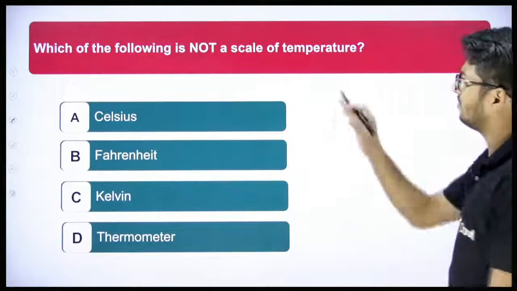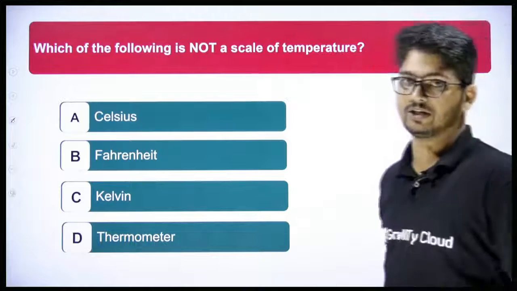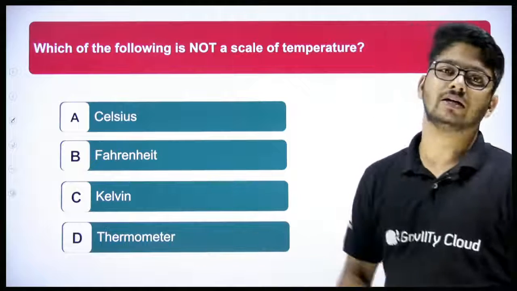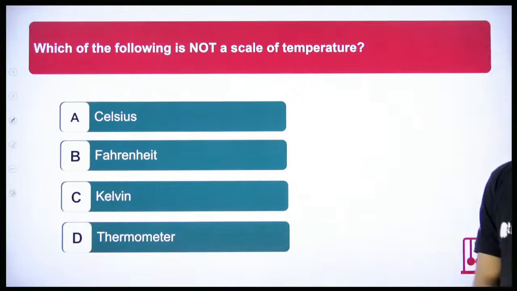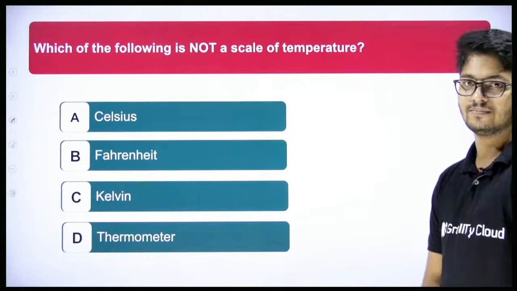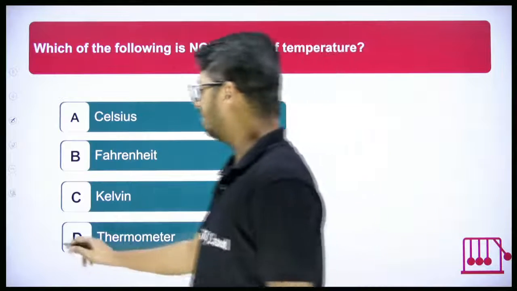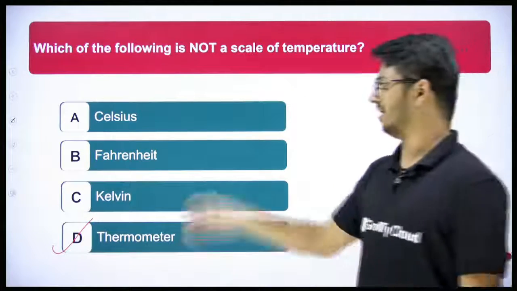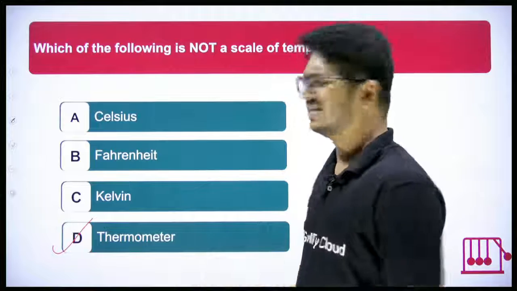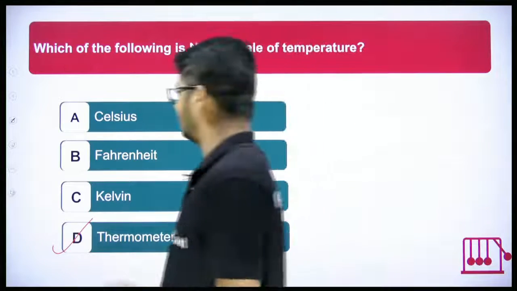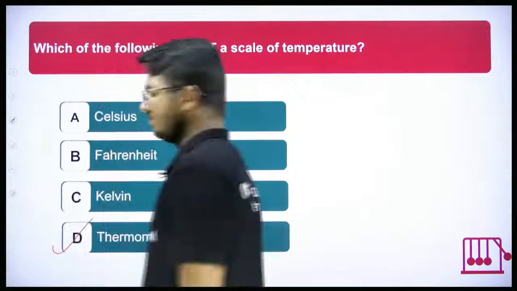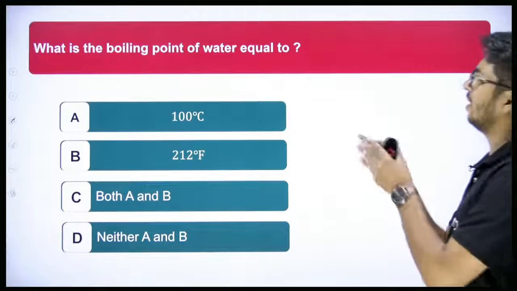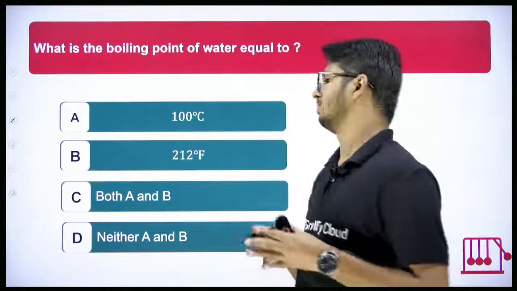Next. Which of the following is not a scale of temperature? Celsius, Fahrenheit, Kelvin, thermometer. What do you think? The answer is thermometer. We have different units. We have Celsius scale, Fahrenheit scale, Kelvin scale, and we have their corresponding units also. But a thermometer is an instrument to measure temperature. So the answer is thermometer.